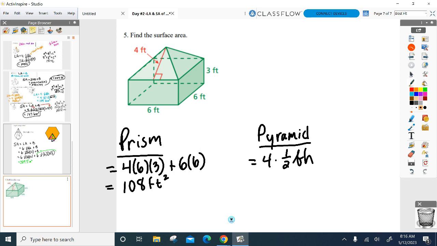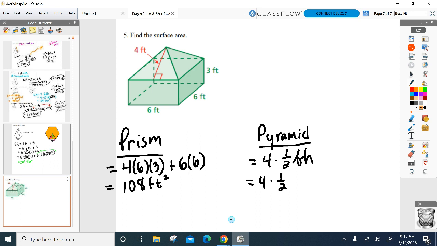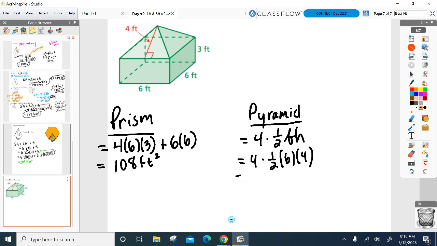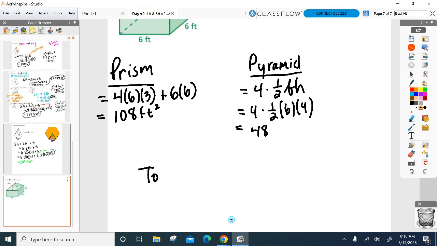And you guys are lucky here, aren't you? Four times 1/2. What's the base and height of one of those faces now? Kelsey, what do you got? 6 and 4. Good. So the area of the pyramid would be 48. And the total surface area, we add those together: 156 square feet.